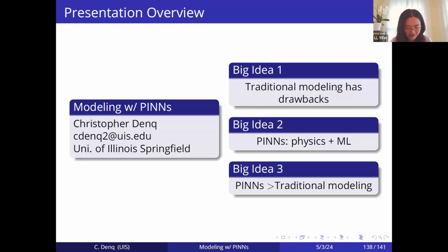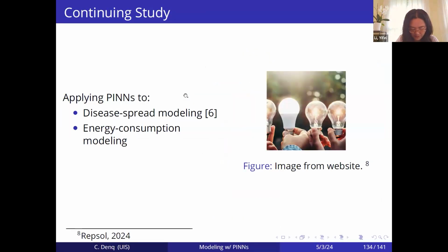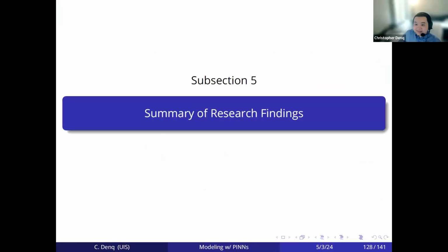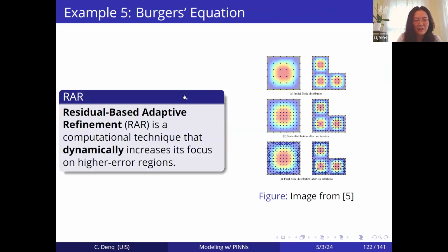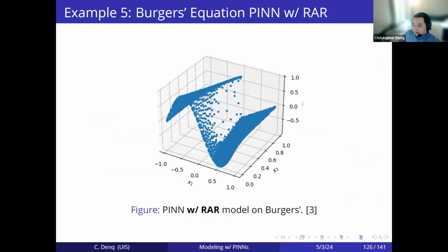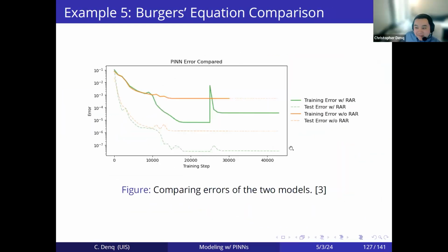I have a couple questions. Closer to the end, you talked about the Burgers' model with the RAR. Yes. Right, and you had a comparison picture with the error comparison with RAR and without RAR. Right here. Yes. I'm wondering if there's any reason for that spike there at that training step.